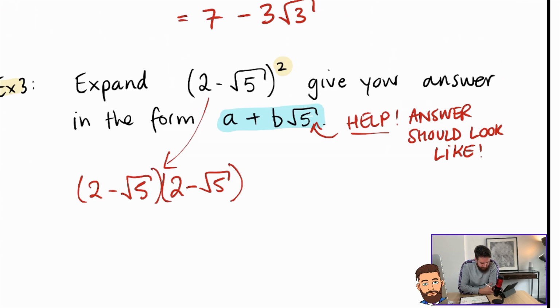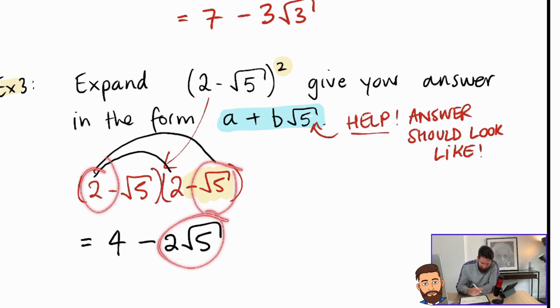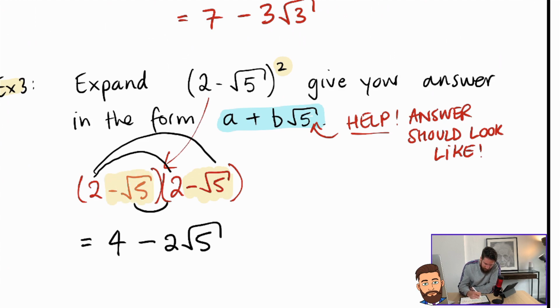Okay, same rules apply. Let's expand this out using the FOIL method. We're going to do 2 times 2 is 4. 2 times minus root 5 would be minus 2 root 5, because 2 times root 5 is just 2 root 5. Mixture makes a minus. Now we're going to multiply minus root 5 times by 2, which is going to give me another minus 2 root 5.